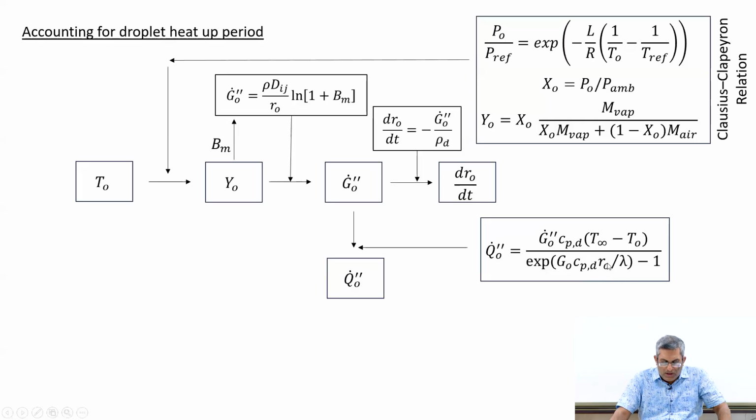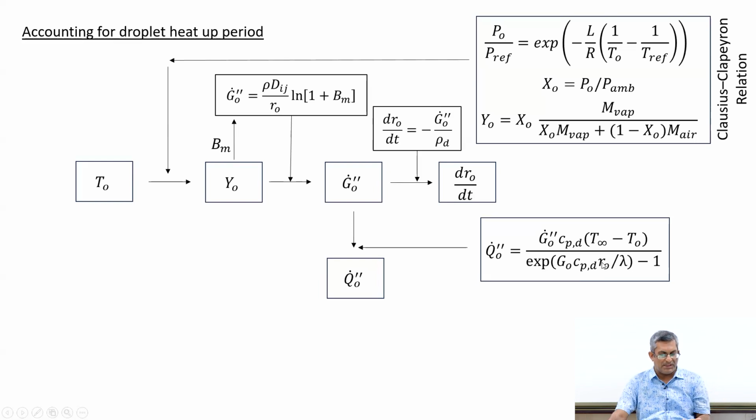Then once we know Q naught, you can calculate the rate of change of temperature of the droplet using this expression. Here, what was the assumption? That the rate of change of particle size is much slower than the rate of change of particle temperature. So once you know the rate of change of particle temperature, you can recalculate in the next time step how the temperature has changed.